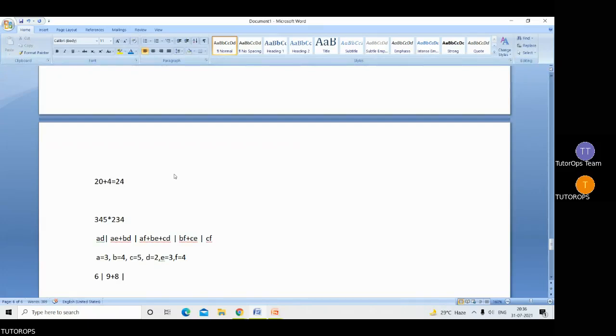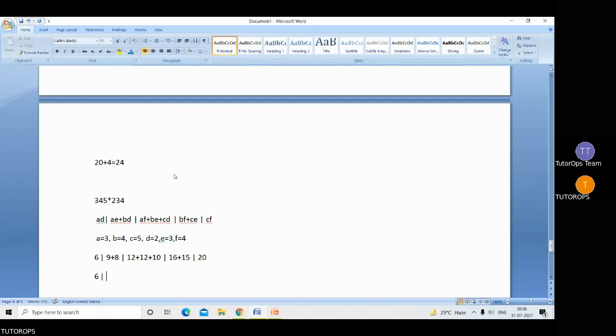Now AF will be 3 into 4, that is 12. Then BE will be 4 into 3, that is also 12. And then CD will be there, so CD is 5 into 2, that is 10. Now BF plus CE, so what will be BF? That is 16. CE will be there, so C is 5 into 3, that is 15. Now CF will be there, so C is 5 and F is 4, so that will be 5 into 4, 20. So I am just rewriting the parts.